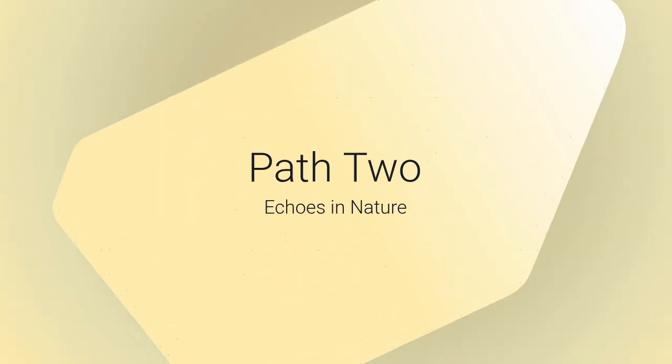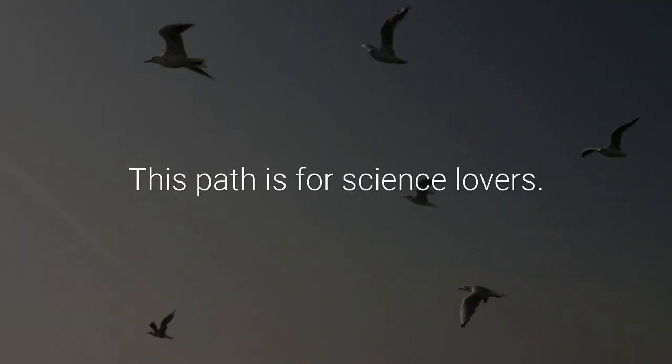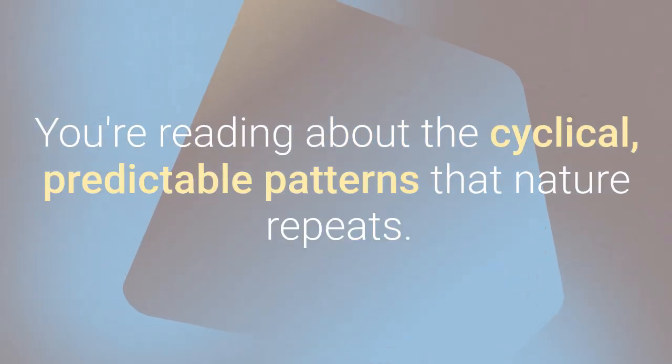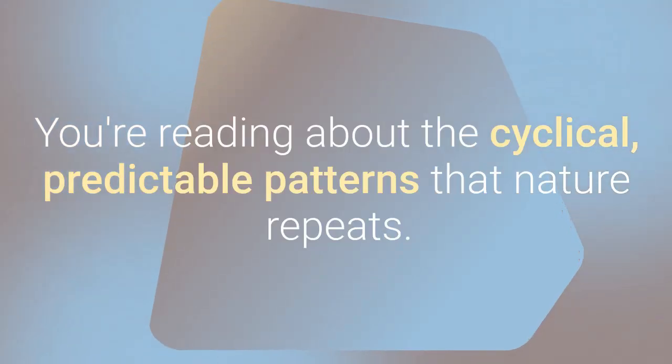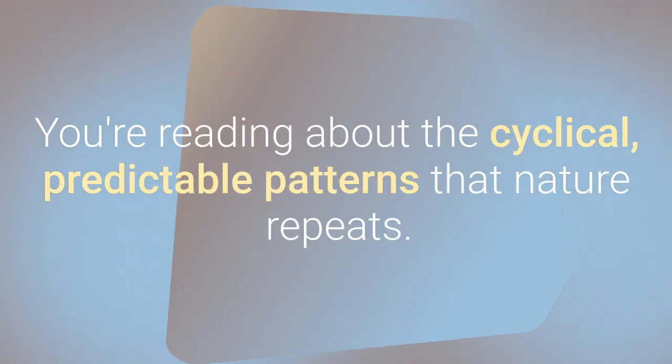Path 2, echoes in nature. This path is for science lovers. You're reading about the cyclical, predictable patterns that nature repeats, where the past is the present.